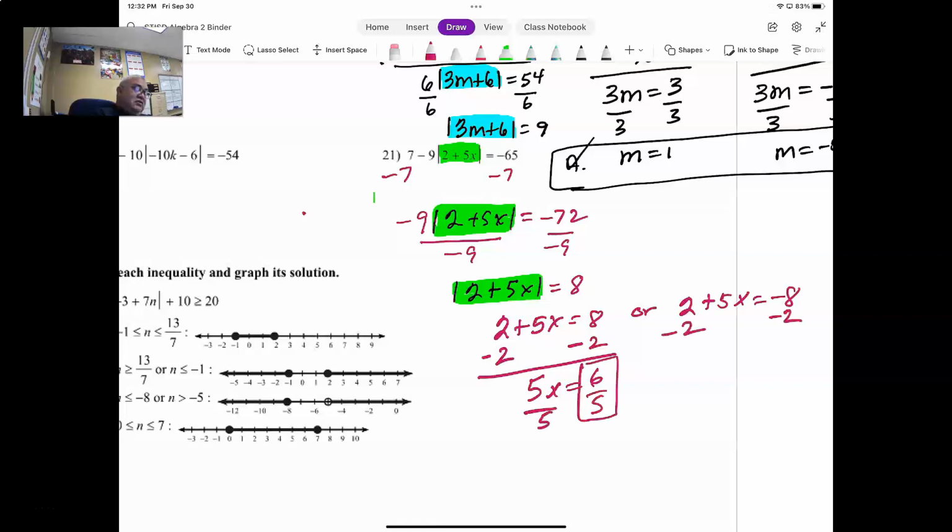Subtract 2, subtract 2. So you have 5x equals negative 10. Divide by 5, divide by 5. So x equals negative 2.